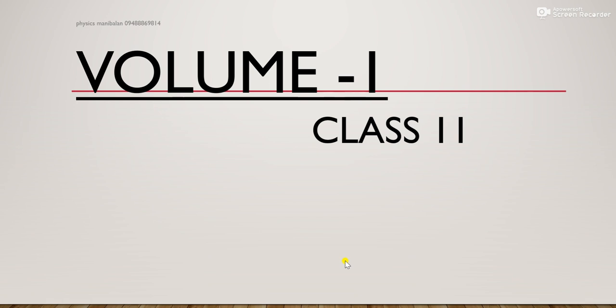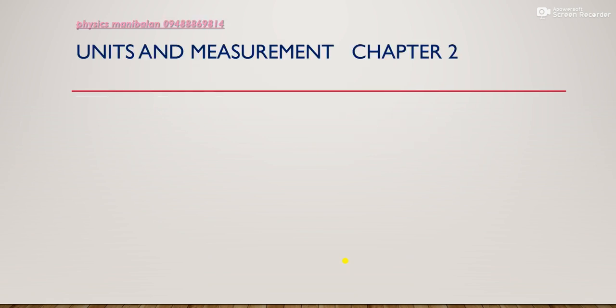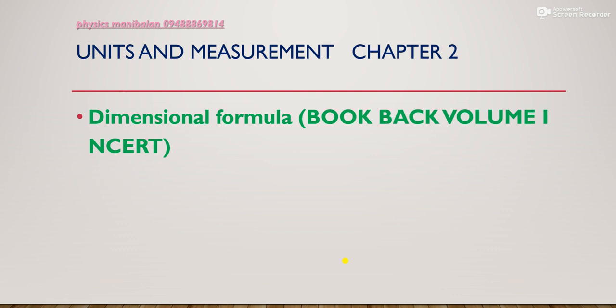The first one, volume 1, class 11. Units and measurement. The question is asked on the dimensional formula. It is a volume 1 book back question from NCERT. In the first volume they have given a lot of units and measurements, totally above 90 formulas. If you prepare all of them, you can get one question.